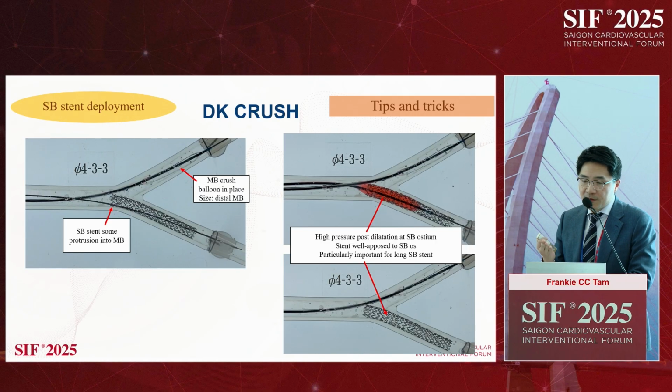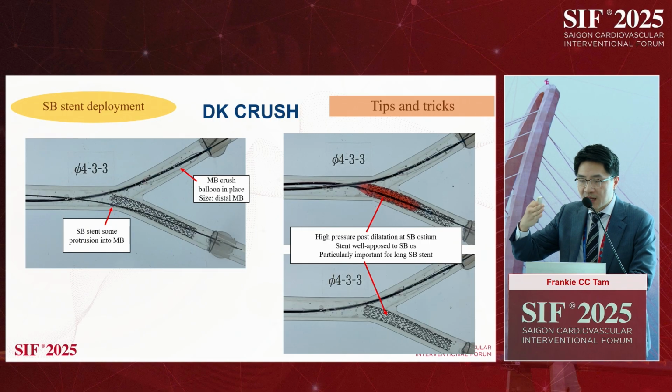So after you deploy the side branch stent, you have to have a high pressure POT at the side branch ostium. The reason is we want to make sure that the stent is well apposed to the side branch ostium. It is especially important if you have a long side branch stent because, for example, the size at the mid circumflex and the ostial circumflex may be different. So sometimes you may need a bigger POT balloon to have a high pressure to make sure that the side branch ostium stent is in good position, with good expansion, before you do the main branch crush to the side branch stent ostium. So this is the first tip I want to tell you.